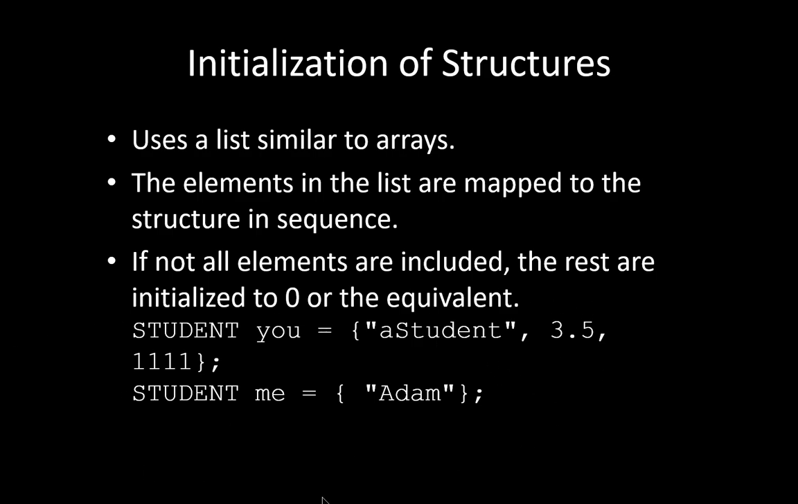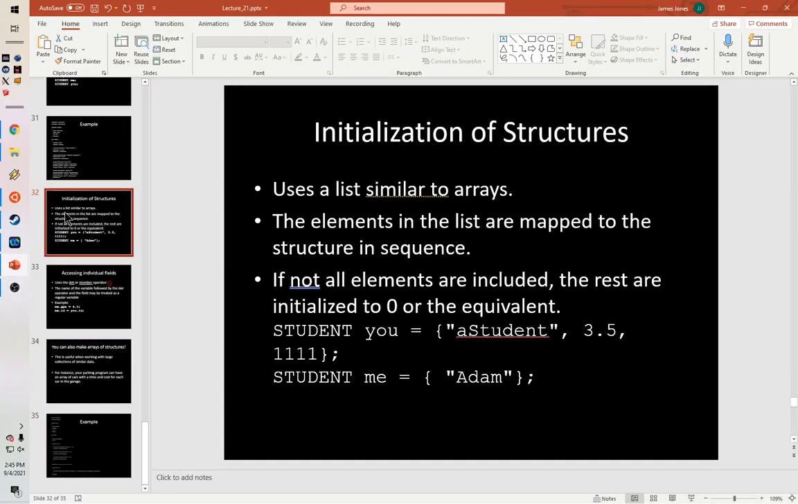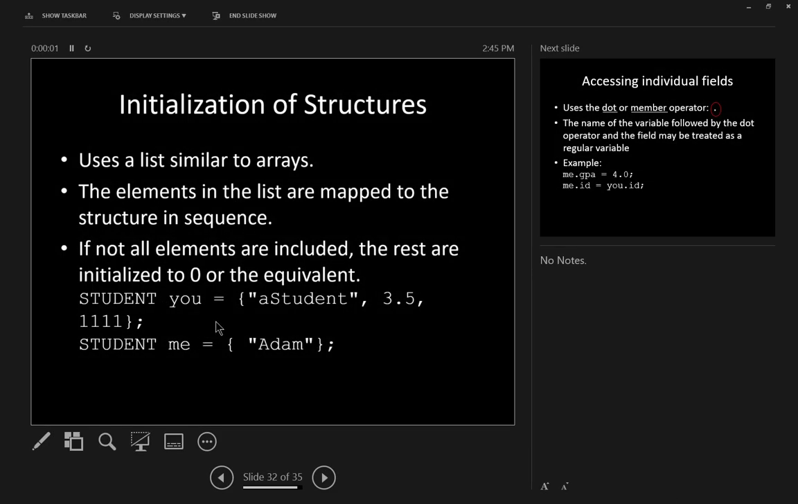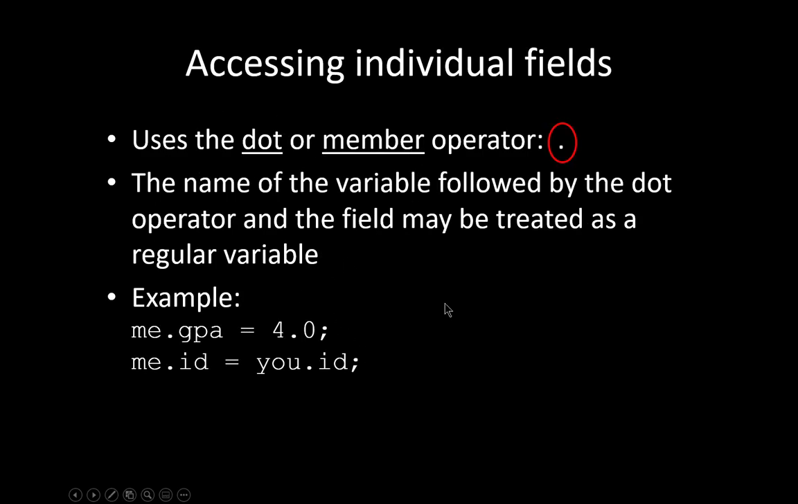This gives you a lot of flexibility, especially in C world, but in C++ world, we end up getting a lot more functionality out of classes. Okay, so you can reference member fields using the dot operator. So the variable name that you defined, dot, whatever field inside your structure you want to reference.